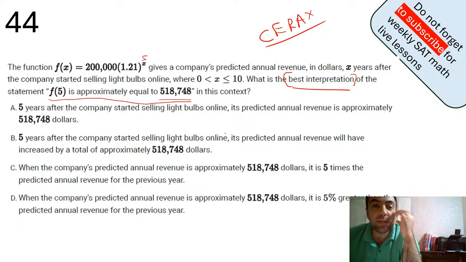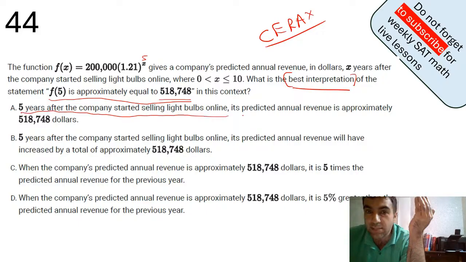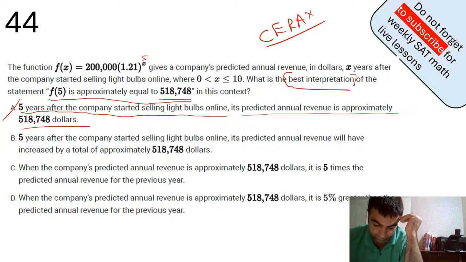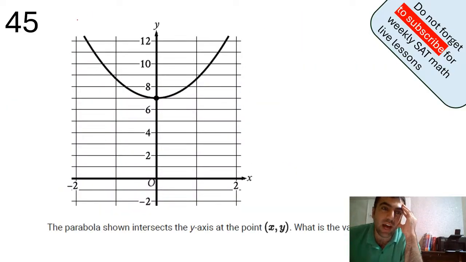Here it wants us to interpret that f of 5 is equal to 518,748. What is f of 5? 5 years after the company started selling light bulbs online, its predicted annual revenue is approximately that many dollars. This is 8. Okay? And the last question of the night.